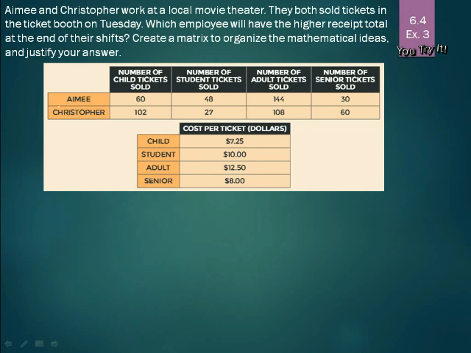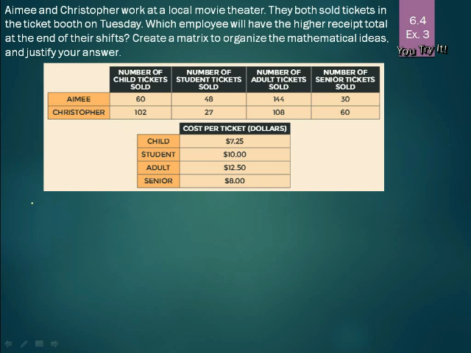Okay, so here's Amy and Christopher. Notice that the first table just tells for each of them how many child tickets, student, adult, and senior tickets they both sold. And then in the second table, we have the cost per ticket. And so we can form these both into matrices and then use that to find our answer.